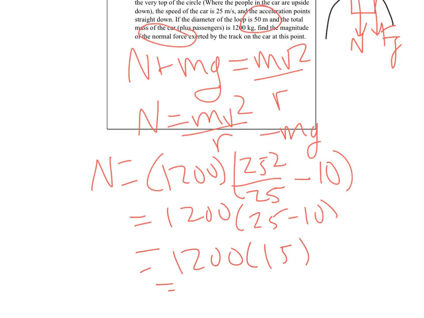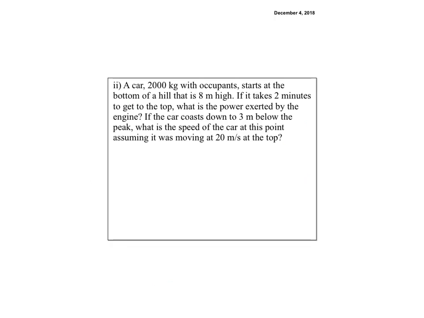And it says 1,200 times 15 is 18,000. So that's 18,000 newtons. That's simple, right? Whoa. So normal has to be pretty strong because it has to fight against gravity, right? All right, so that wasn't too bad. And then let's look at the next one.